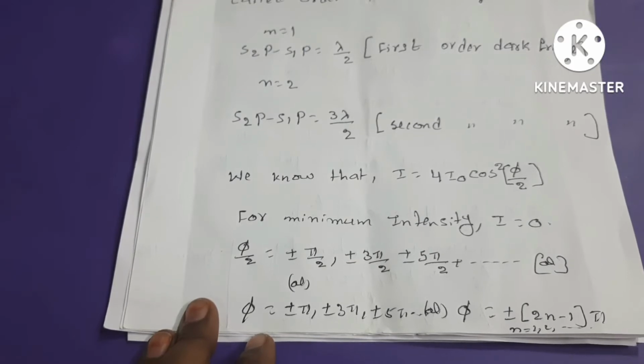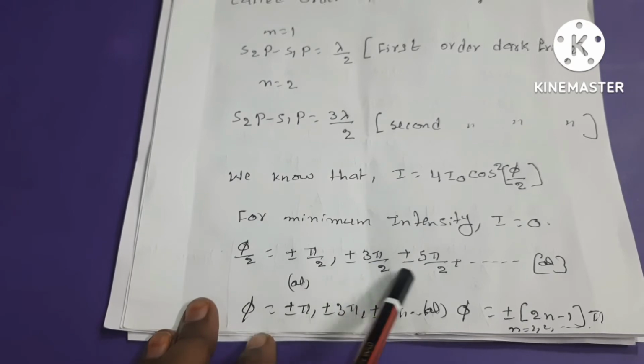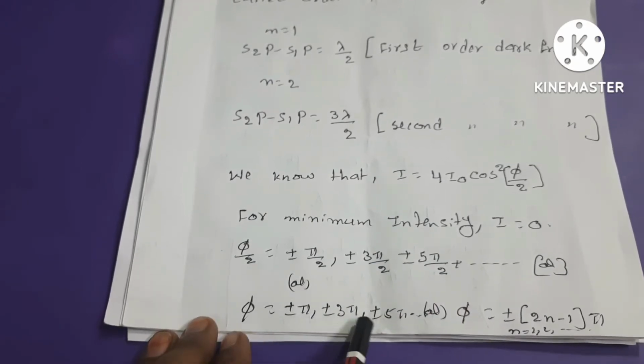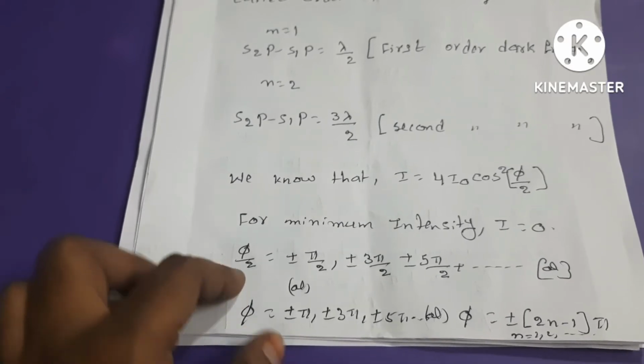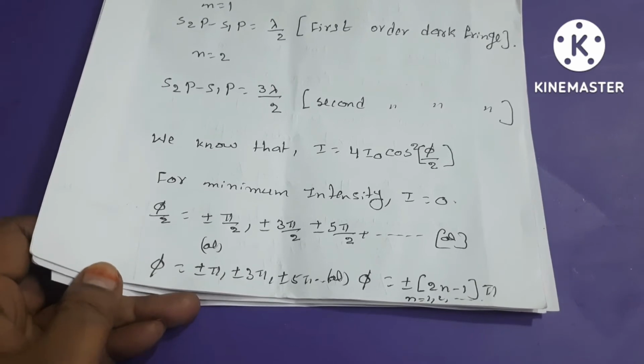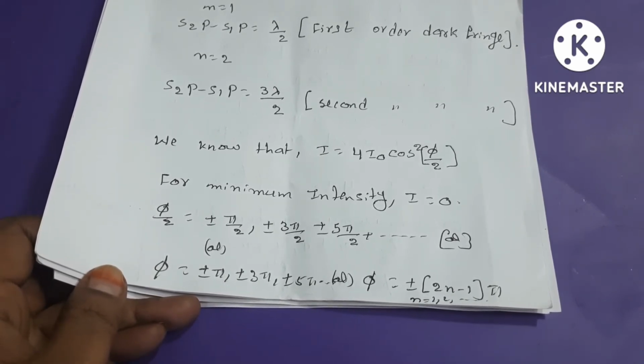But when are we getting intensity 0? If the value is pi by 2, 3 pi by 2, 5 pi by 2, then phi equals plus or minus pi, plus or minus 3 pi, plus or minus 5 pi, we are getting. So finally phi equals plus or minus, you can express the condition for minimum as (2n minus 1) into pi. This is about the Young's double slit experiment.